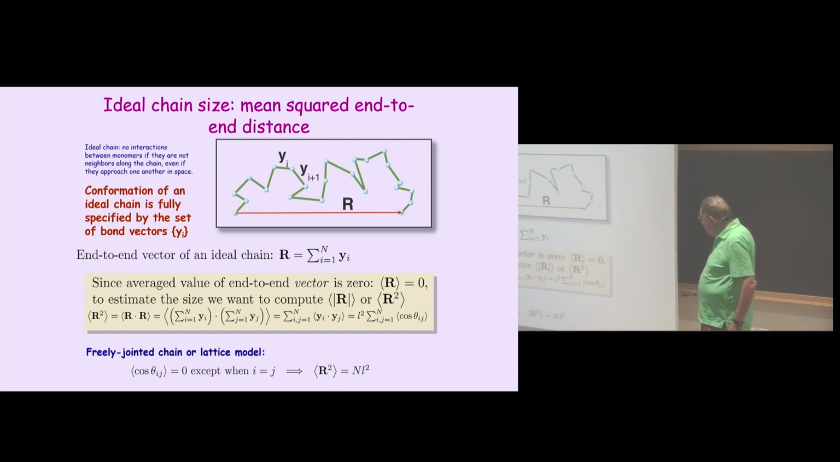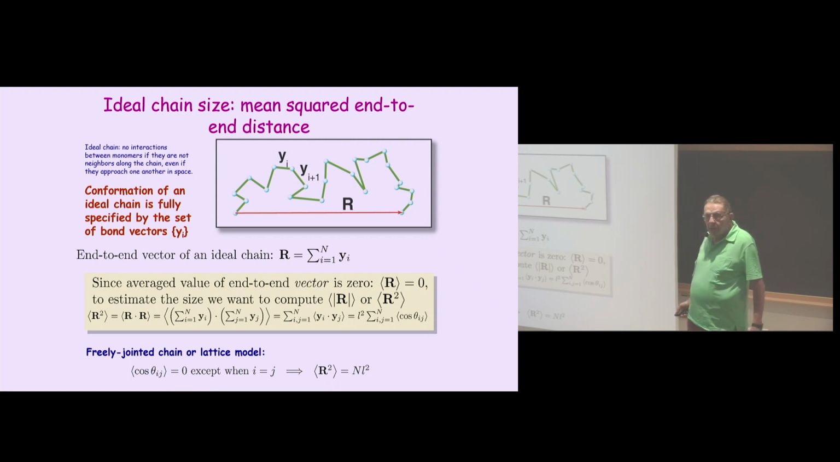And in order to find the average absolute value, what is easier is to find the square of this vector. You square it, and you realize that the cross dot product of different bond vectors is 0, because they rotate absolutely freely. And therefore this cosine is 0 except when i equals j, and therefore you obtain this very beautiful formula. R squared is n L squared, where n is the number of these sticks and L is the length of one stick.